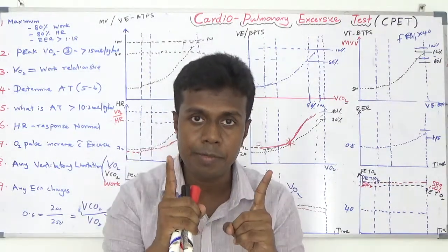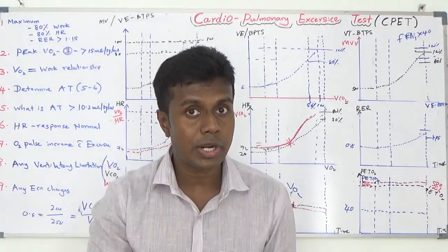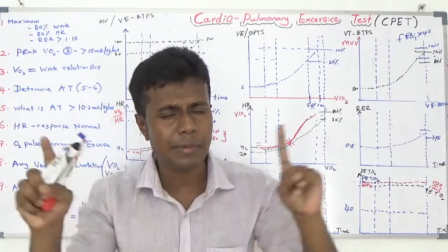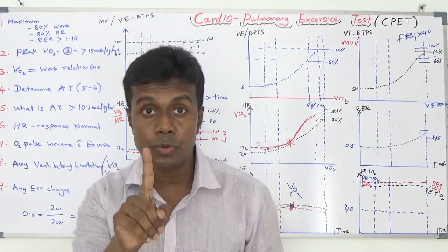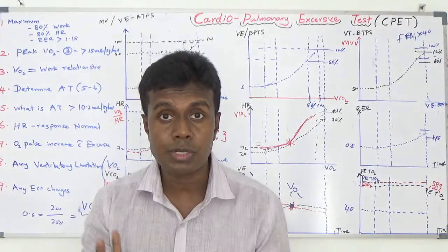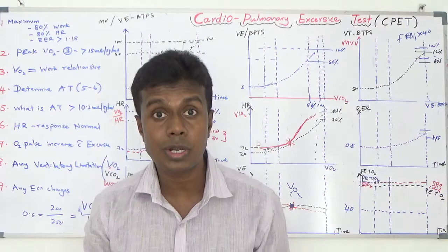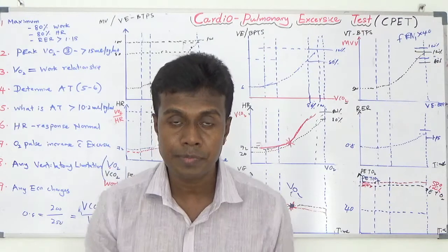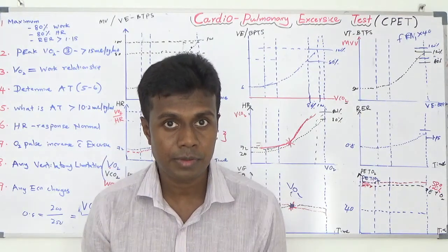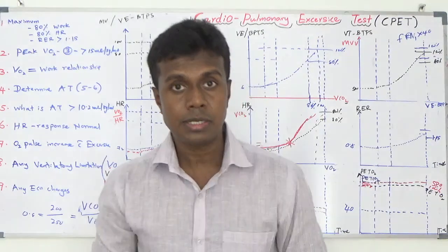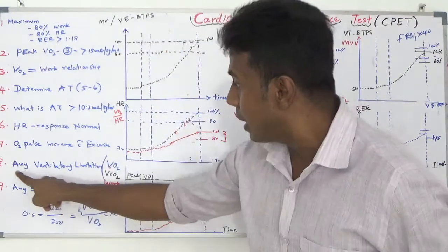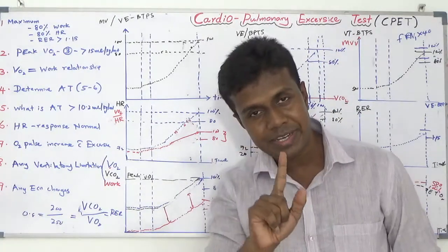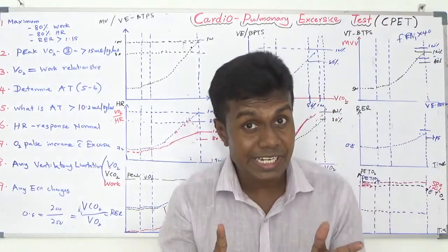Under normal conditions, your exercise is not limited by your respiratory system. Your respiratory system has unlimited capacity. But if you have chronic respiratory disease, either obstructive or restrictive, your respiratory system can compromise your exercise capacity before your heart and peripheral system fatigue. So, check whether you have any ventilatory limitations. Number 9, the last one. Check whether there are any ECG changes.